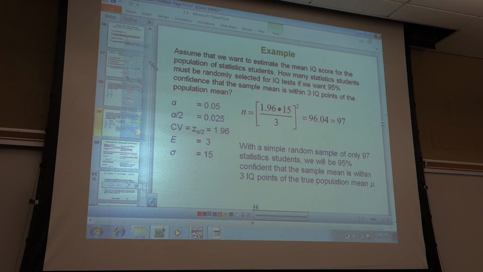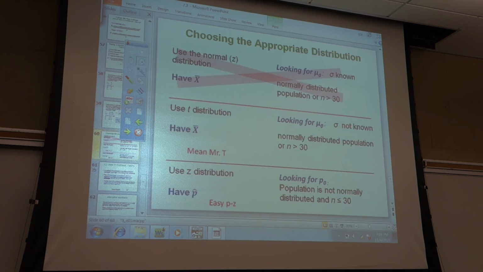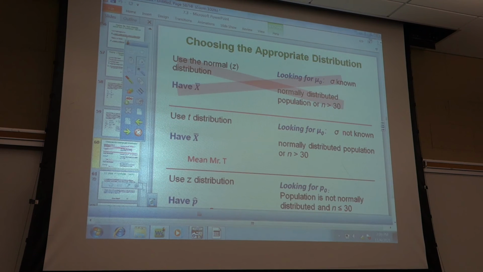So I'm not going to really emphasize this or harp on this at all in any way, shape, or form. So this will not be on the exam, obviously. But there you go.